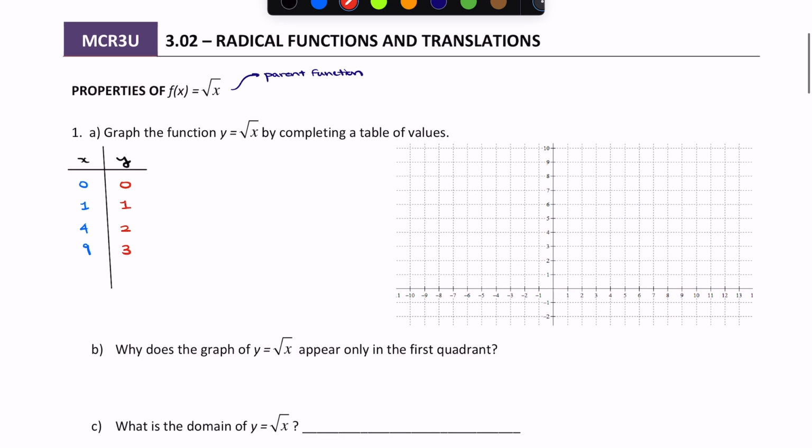Here we have a graph that's provided for us on the right, and we're going to plot these points. We'll start at 0, 0. At 1, we'll be at 1. At 4, we will be at 2. And at 9, we'll be at 3. So the radical function will look something like this.